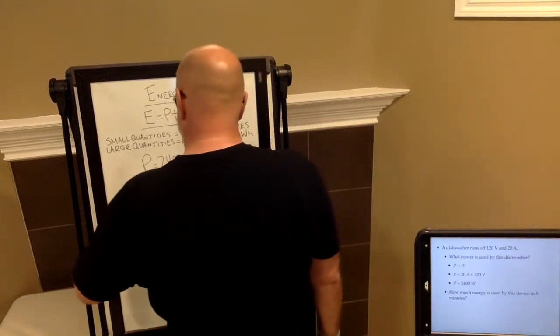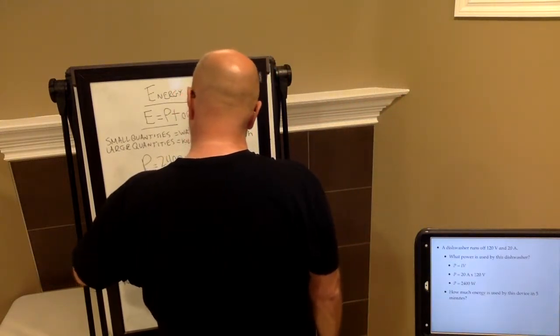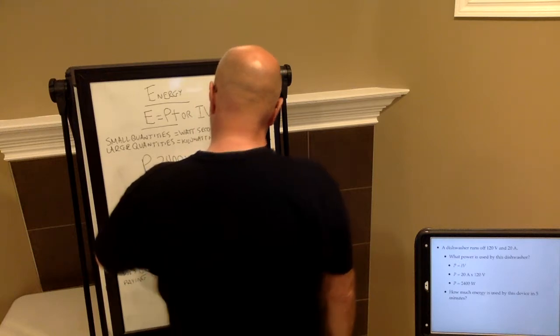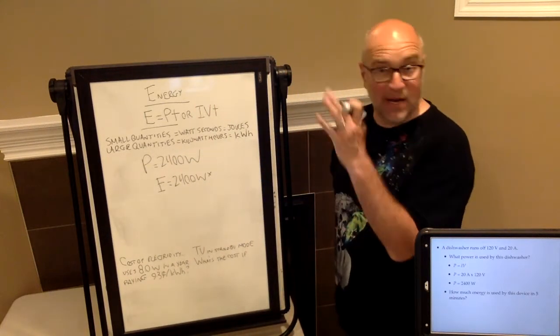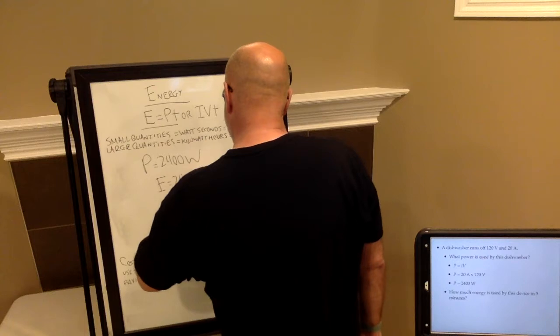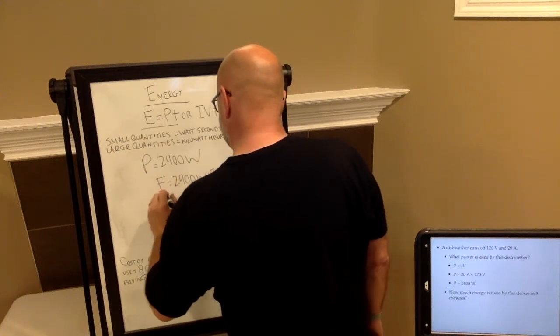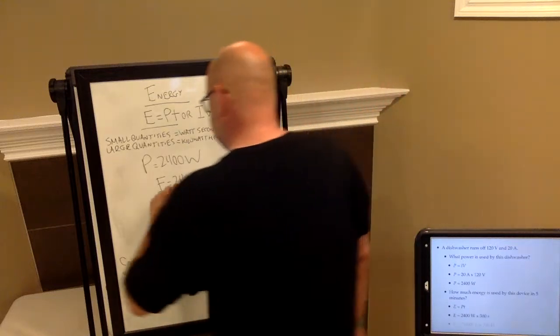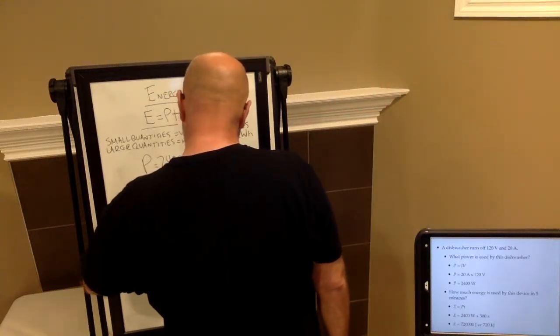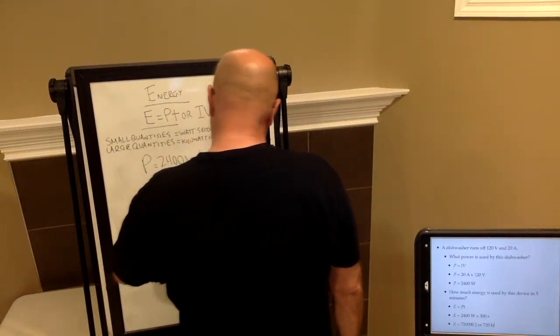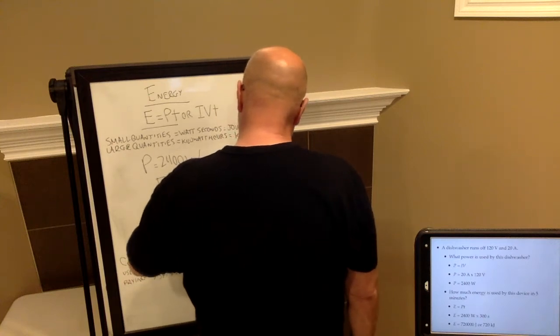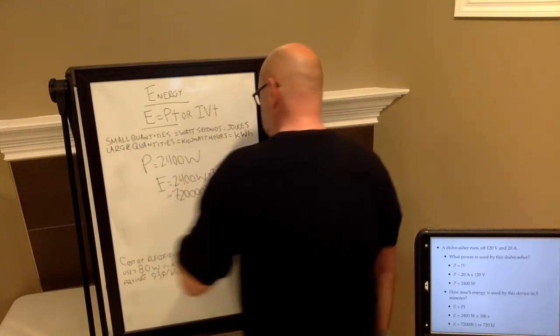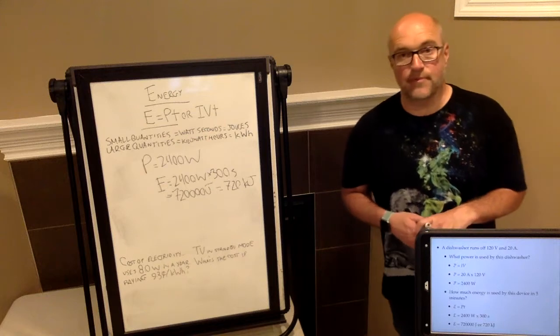So if I had that in my equation, it would be 2,400 watts. Let me just make sure I got my numbers correct here: 5 minutes times 60 is 300, that's 300 seconds. If I multiply those together, I'm going to get 720,000 joules. And if I divide by 1,000, I can convert that down to 720 kilojoules.